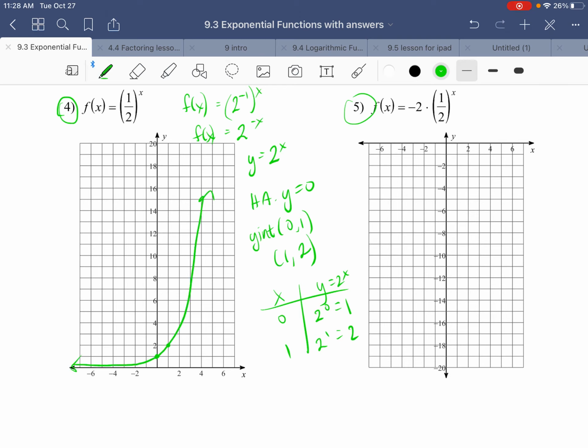So that would be y equals 2 to the x, but what I really want is this one, which is going to be a reflection in the y-axis. So I'm going to just flip those points. It would look like that.